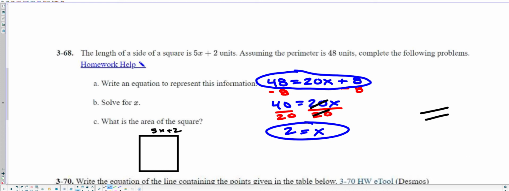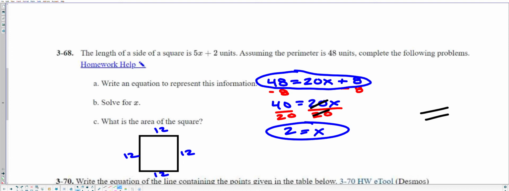Okay, and we know that x is 2. Okay, from here, x is 2. So that means that we're going to put the 2 right in place of the x, right there. Okay, and that's not 52, it's 5 times 2. So 5 times 2 is 10, and 10 plus 2 will give you 12. So the top length is going to be 12. So that's going to give you 12, and if this side is 12, that means that all the sides are 12.